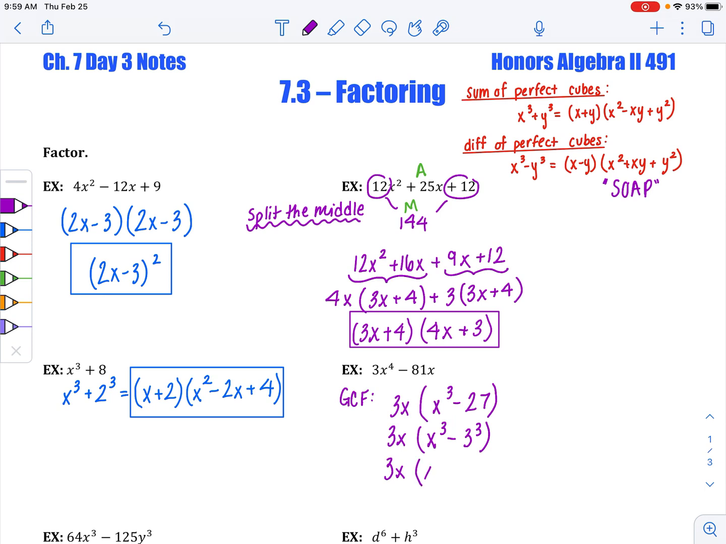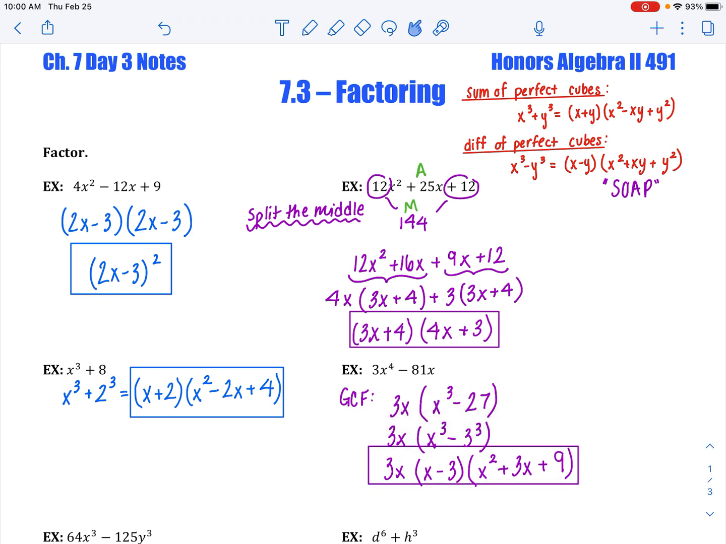My first term is x minus 3. My second term is going to be x squared plus x times y, or 3x, plus y squared, which would be 3 squared, 9. And that would be your final answer. Because it's subtraction, same sign, opposite sign, always positive.